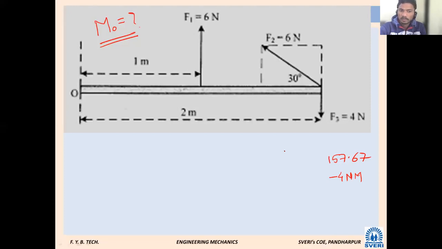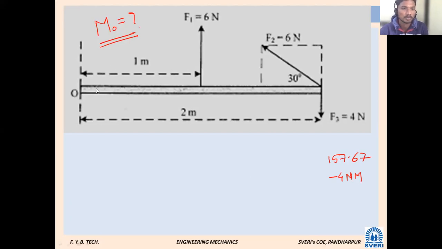Okay. Onkar Gule, what is your answer? Mahesh, Nihal, Samiksha, Krutika: minus 4 Newton meter. Deepraj. Okay, now I will not take each and everybody's name.